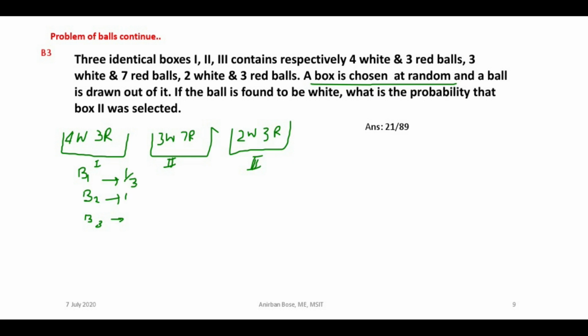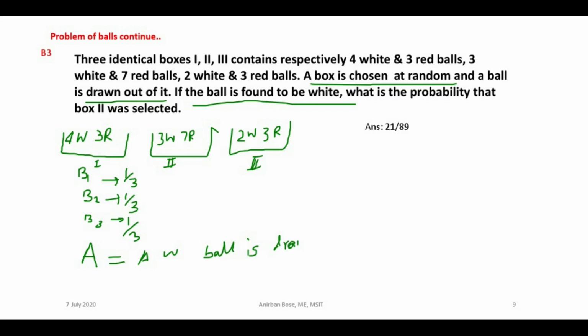So now what you can do is that a box is chosen at random and a ball is drawn out of it, and if the ball is found to be white, so now the A, that is basically a white ball is drawn. This is what is the event. So let us find out the probability of A. So tell me, what is the probability of A?